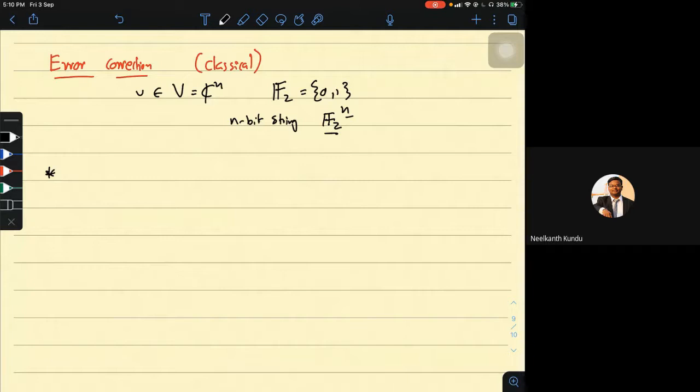Yeah, you have your hand up. F2 to the n means the n-dimensional field, right? Yes, n-dimensional vector space. F2 is the field here, and F2 to the n is the n-dimensional vector space.